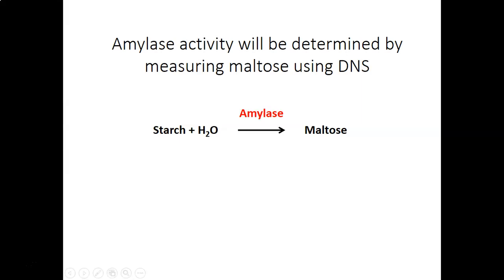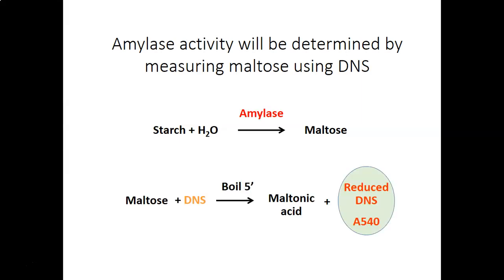DNS stands for dinitrosalicylic acid, and it's a colored substance that can accept electrons from maltose. Maltose acts as a reducing agent. Remember, it's called a reducing sugar, and it will give electrons to DNS, and if you speed up the reaction by boiling, it's going to become reduced and change color. So reduced DNS will turn red and will absorb light at 540 nanometers, and its amount can be measured in a spectrophotometer. So we can indirectly measure maltose this way by measuring how much DNS is reduced in this second reaction, and therefore that would tell us how much maltose was produced in the first reaction. And so this is the basis of the assay that we're going to be using in this lab.